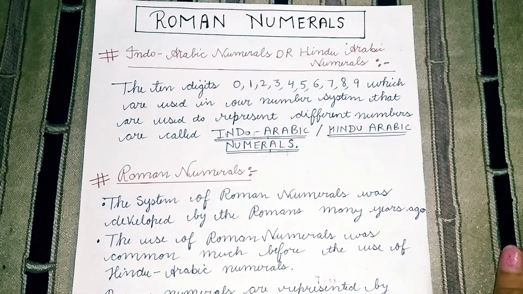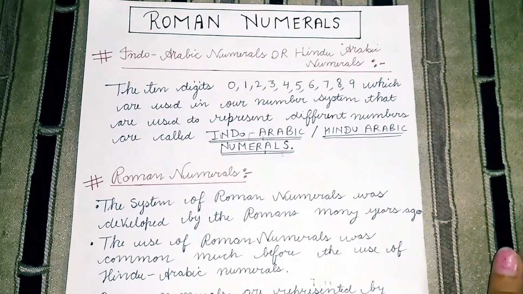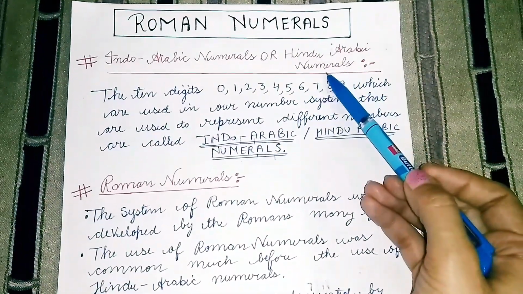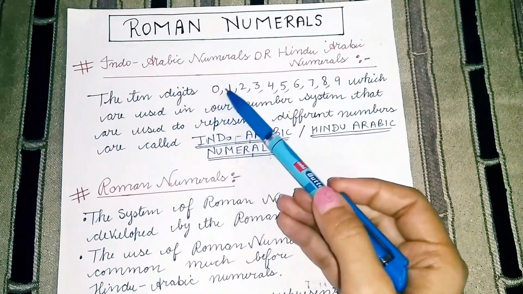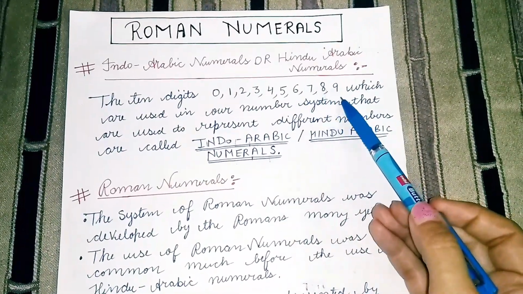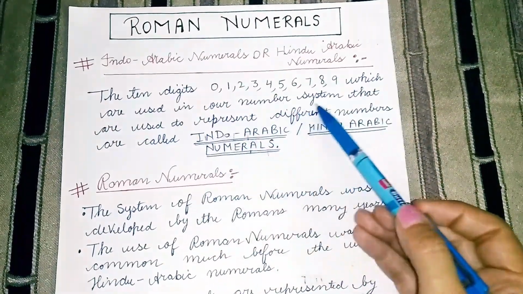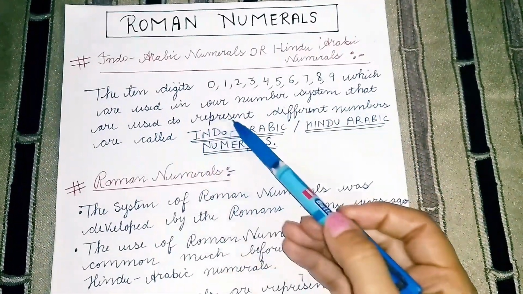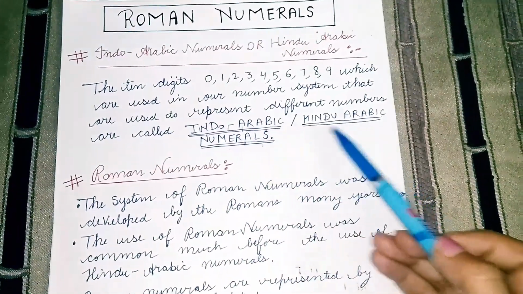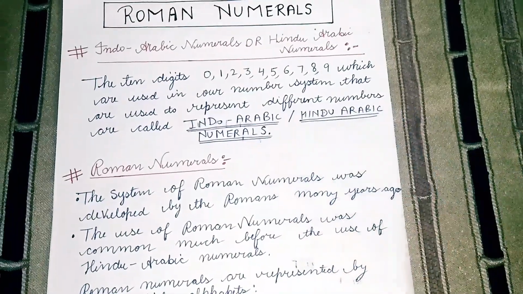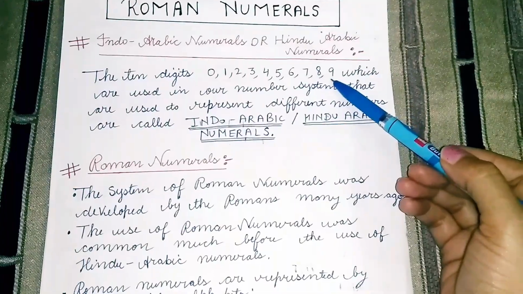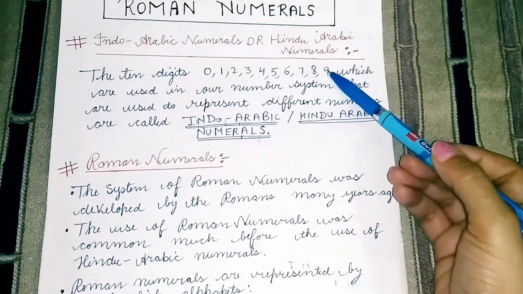Let's begin. So students, let's talk about what are Indo-Arabic numerals or Hindu-Arabic numerals. The 10 digits 0, 1, 2, 3, 4, 5, 6, 7, 8, 9, which are used in our number system to represent different numbers, are called Indo-Arabic or Hindu-Arabic numerals. So students, let me tell you one thing. The concept of place value is applicable to this number system.